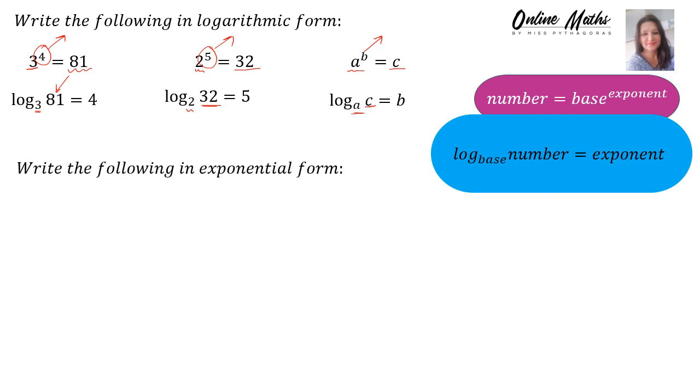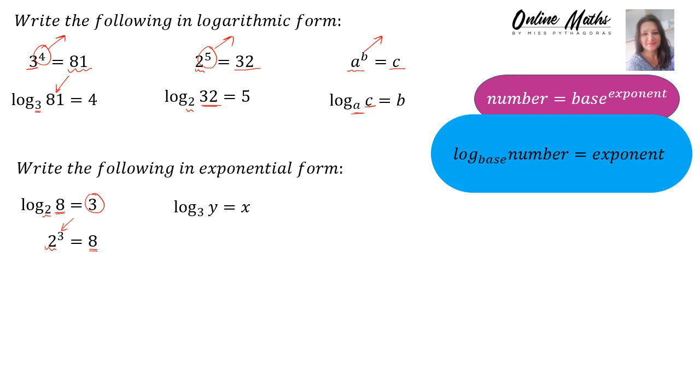Then let's do it the other way around. Let's write the following in exponential form. When I give you log base 2 of 8 is equal to 3, then you can write it as the base of the log becomes the base of the exponent. The 3 will become the exponent, and the number with the log will stand on its own.